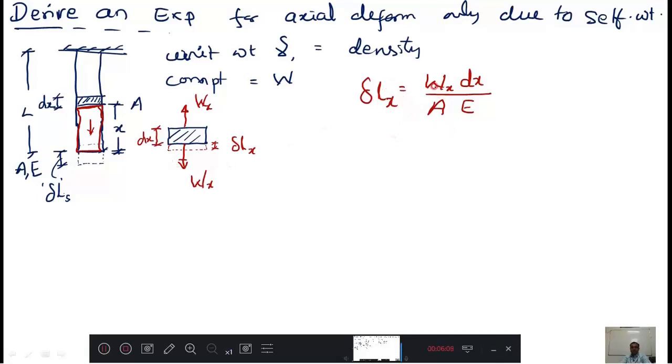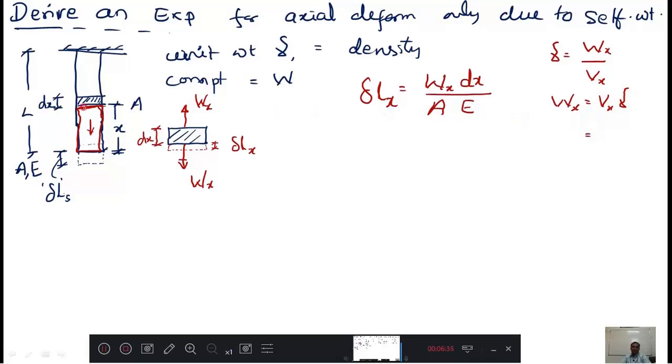Now here this Wx is there. How to get this Wx from here to here? That I will write here. Always the density is equal to weight by volume. If I consider a small weight, then the volume is also small. Then this Wx I can write as Vx into gamma.